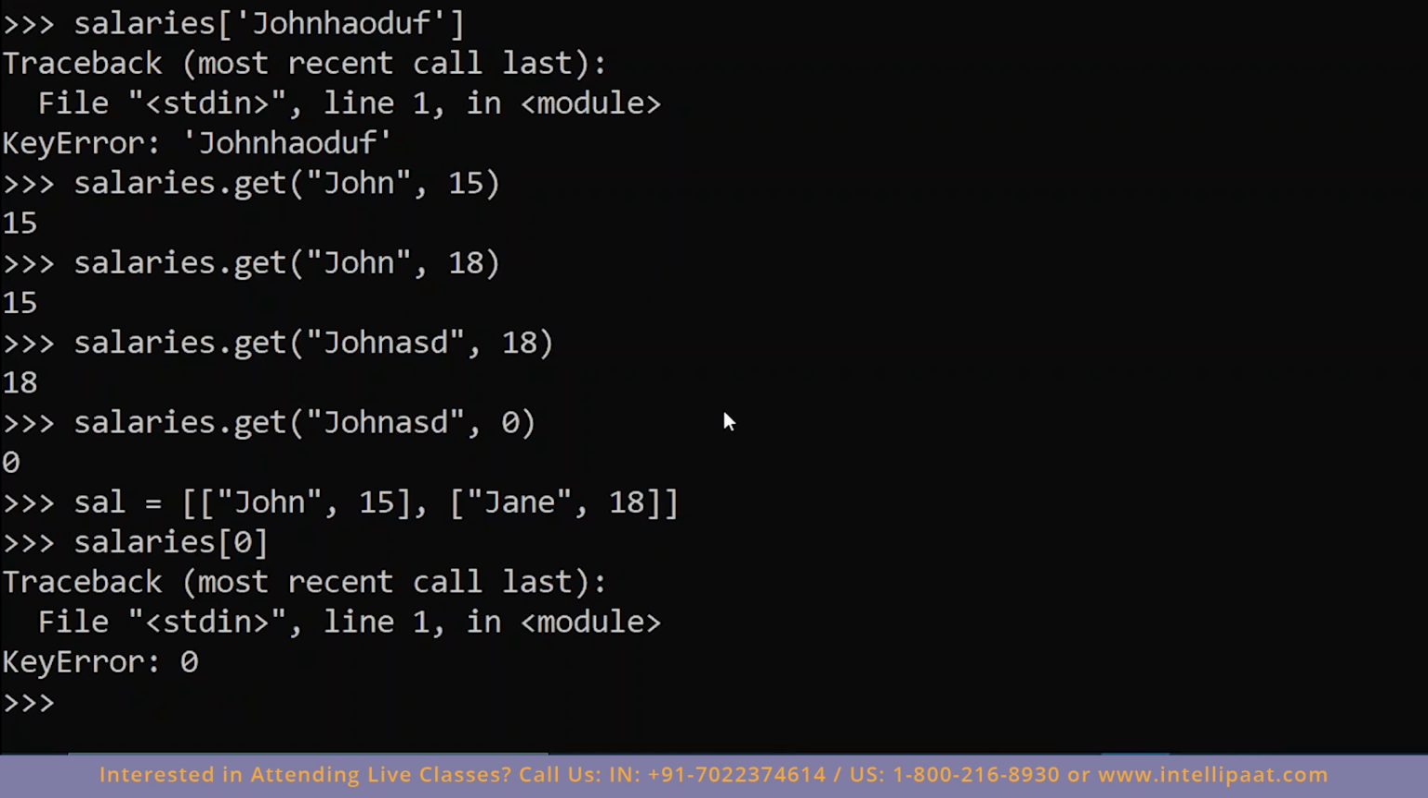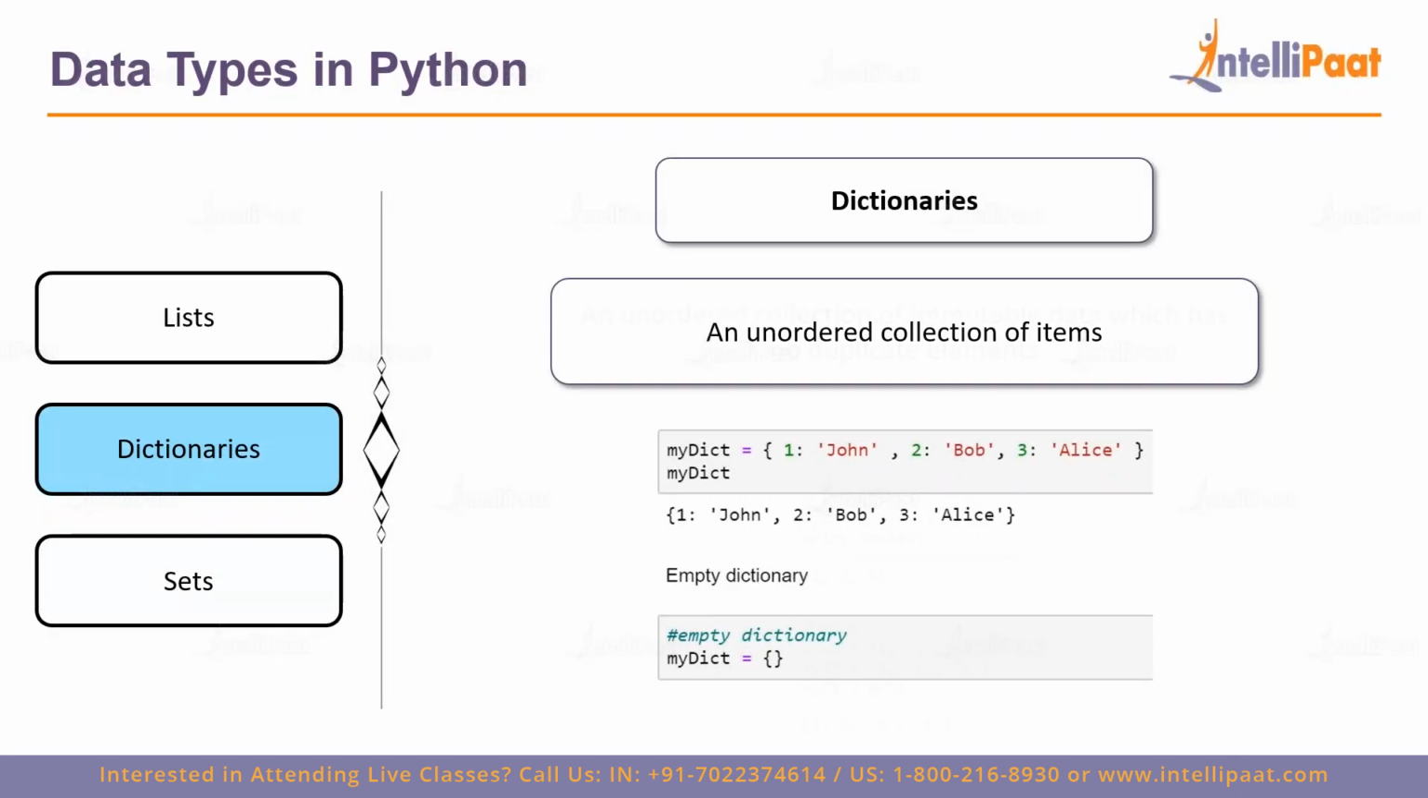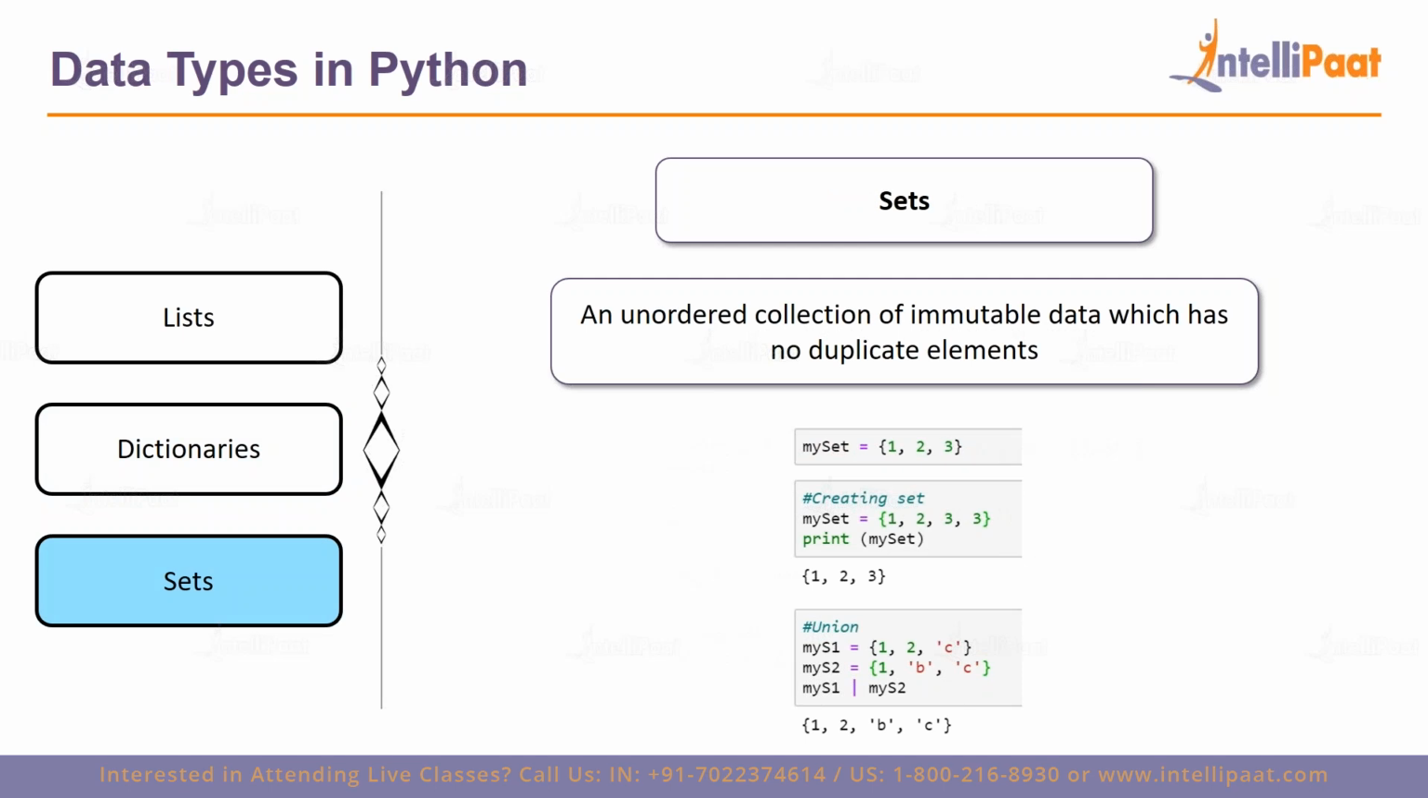On the other hand, let's say that I have a data set which does not change and I want to access it using numerical indexes. Then tuples come into play and you use tuples. And finally, we get to sets. Sets are by far one of the most underused data types, and you need to understand why we use sets. So sets are again an unordered collection of immutable data which has no duplicate elements.